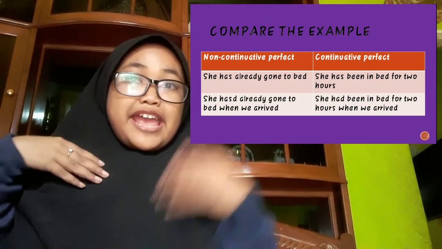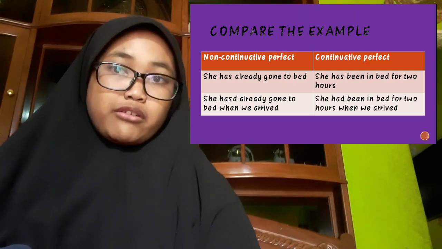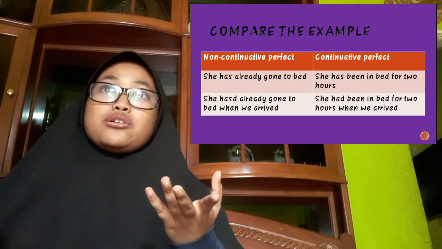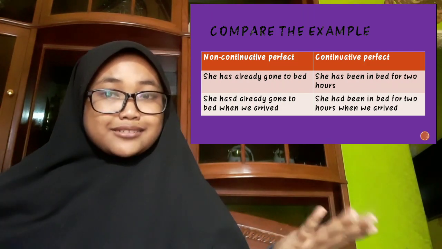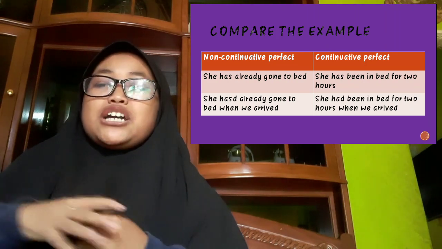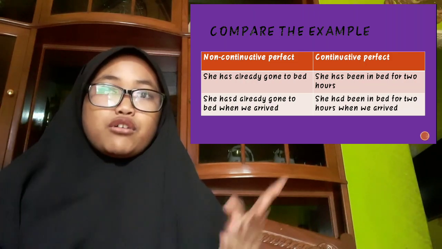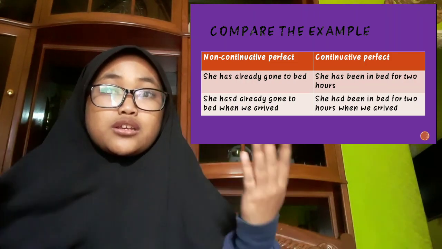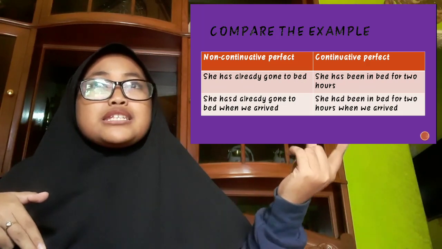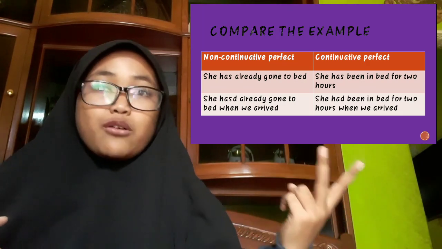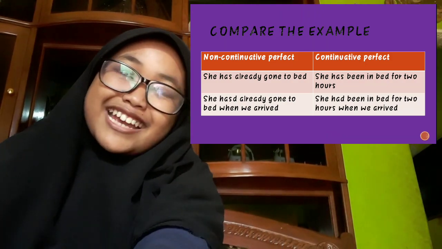So let's continue the example. The second example is "she had already gone to bed when we arrived." So we don't know what time she went to bed. And the continuative perfect is "she had been in bed for 2 hours when we arrived." So when we arrived, we see that she is still sleeping after 2 hours. So you know the difference, right, guys?